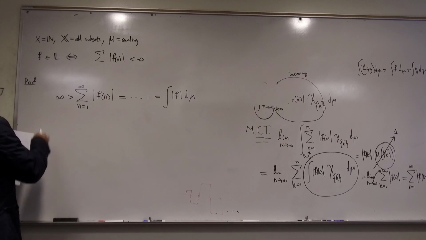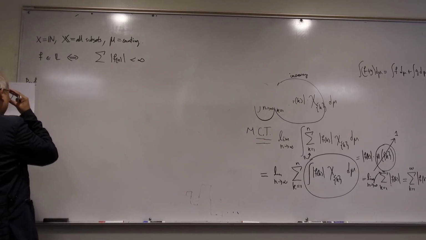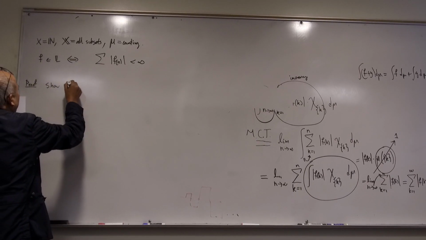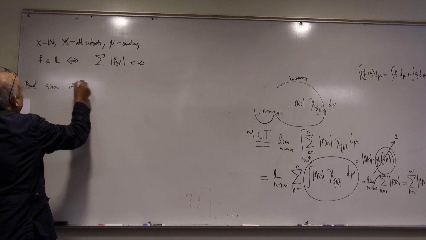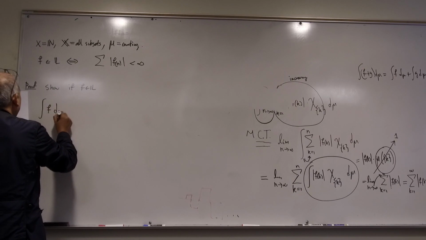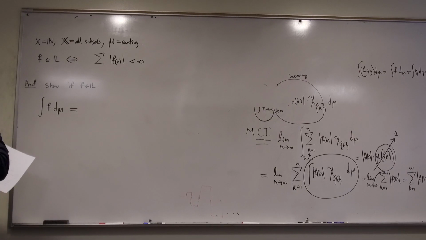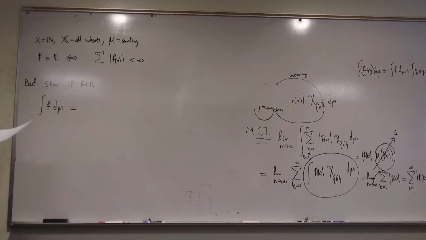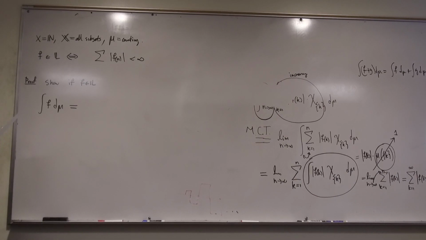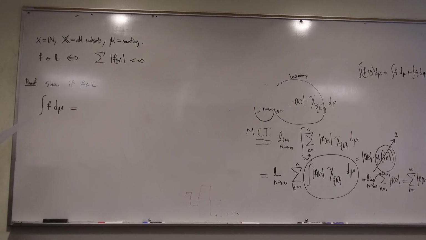Now that we know the if and only if, the second part of the problem says, in which case, show that if f is in L, then the integral of f d mu is equal to the sum of fn. Because we did show already that the integral of the absolute value equals the sum of the absolute value of the fn's, but I didn't know how that was going to help.